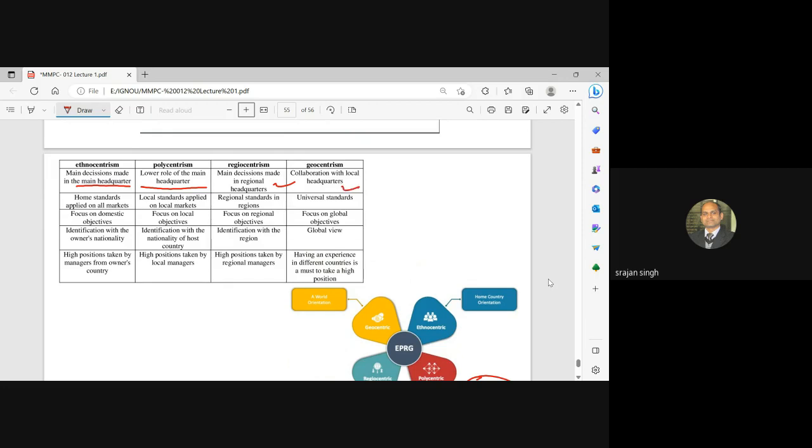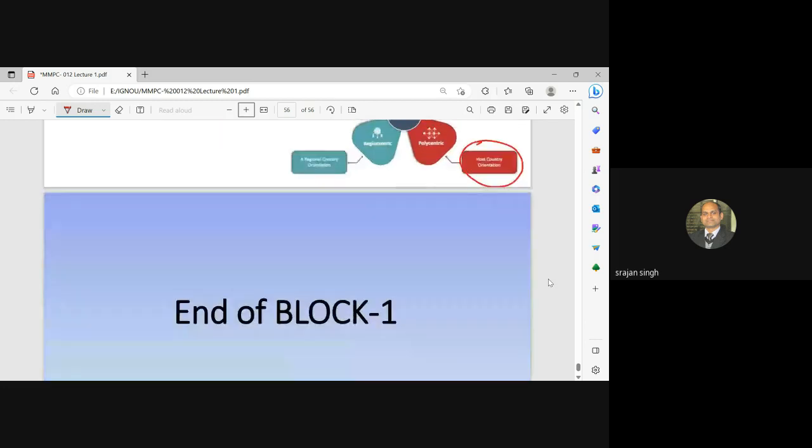In ethnocentrism, home standards are applied on all markets; in the others, local, regional, and universal standards. It focuses on domestic objectives, local objectives, regional objectives, and global objectives. High positions are taken by managers from the owner's country, by local managers, by regional managers, and in geocentrism, having experience in different countries is a must to take a high position because it is related to the global market, right?